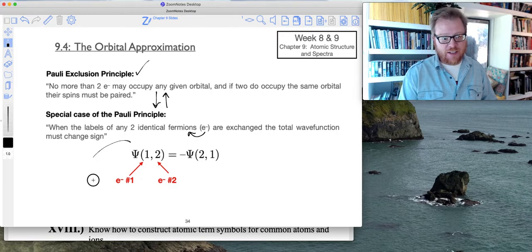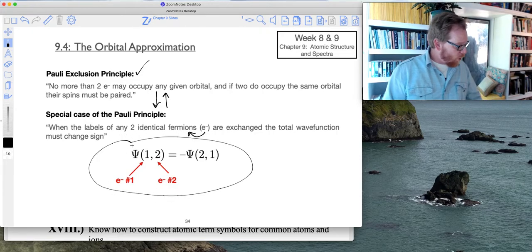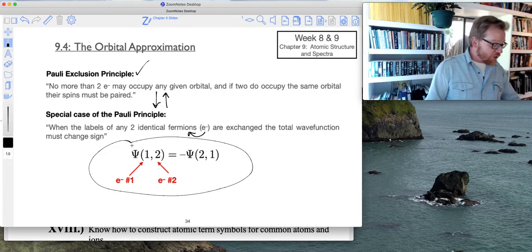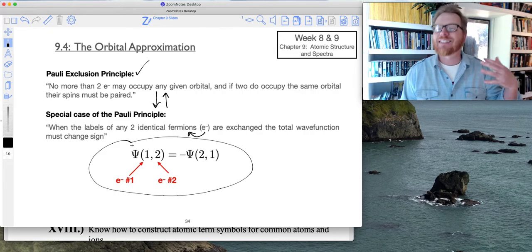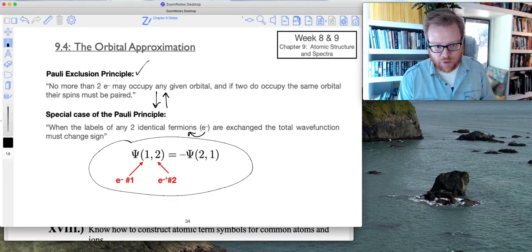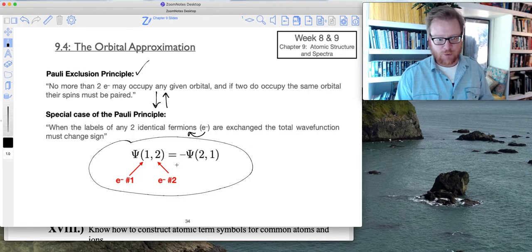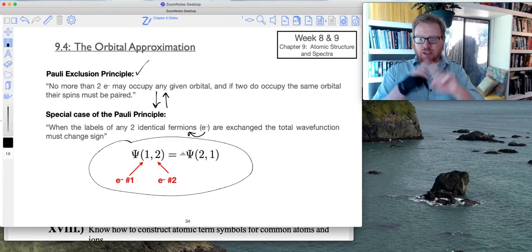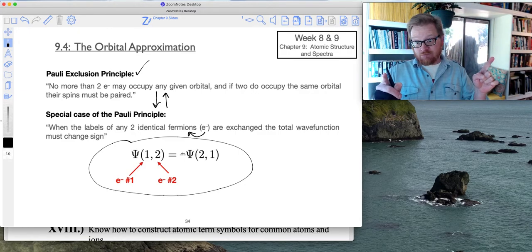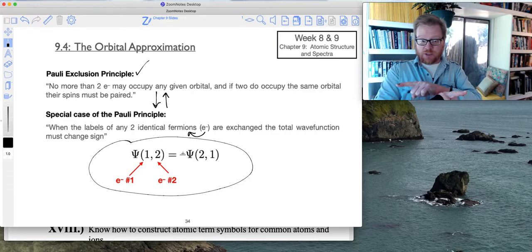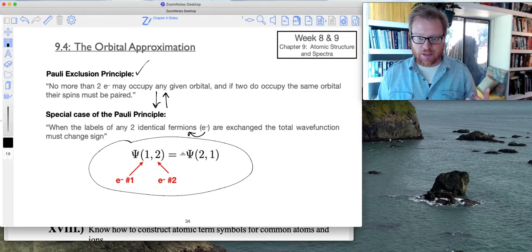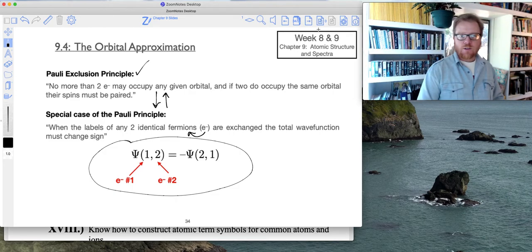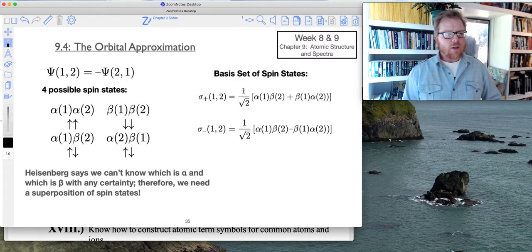This is going to be really important for establishing our multi-electron atoms from a conceptual point of view. If we change the position of those electrons, we literally just say, what if I switch 1 and 2, switch their position? The wave function must change sign, according to the Pauli Exclusion Principle. All right? So let's keep going with this.